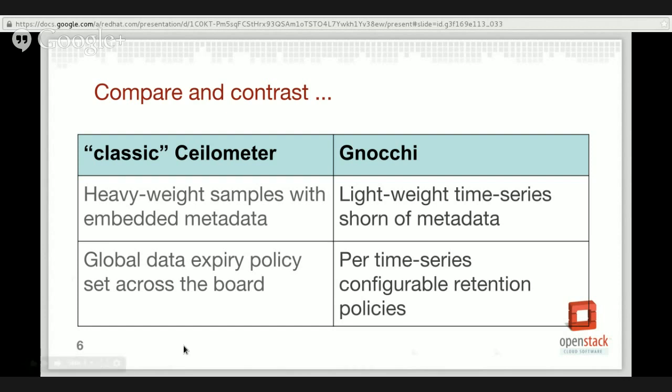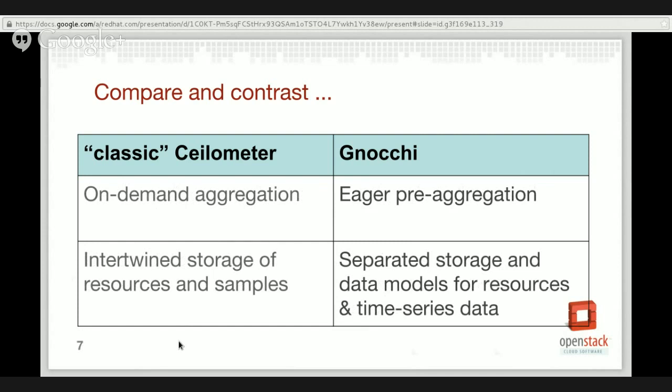Whereas another metric, you may have quite a different set of granularities and retention periods that you might want to apply. And the point is that Gnocchi doesn't force you to do this globally. It doesn't force you to do it across the board for all of your different meters, as it were. Instead, it allows you to do it on a per metric basis, which is very flexible.